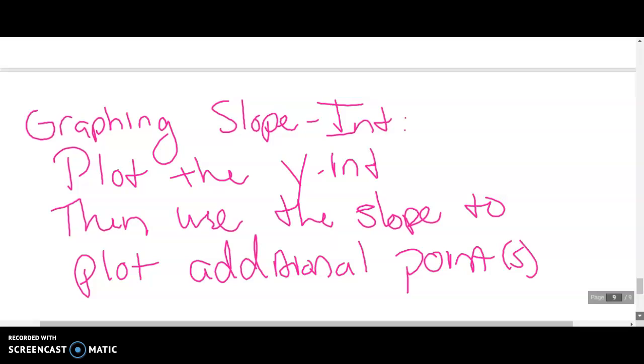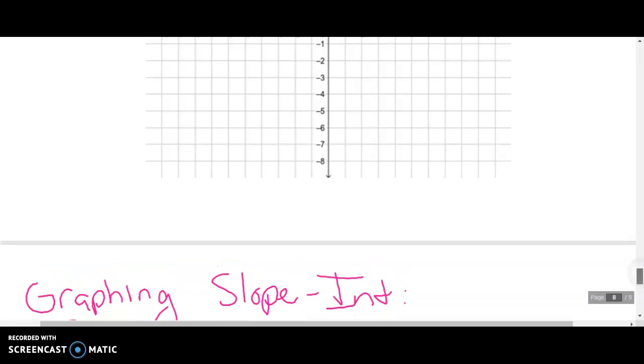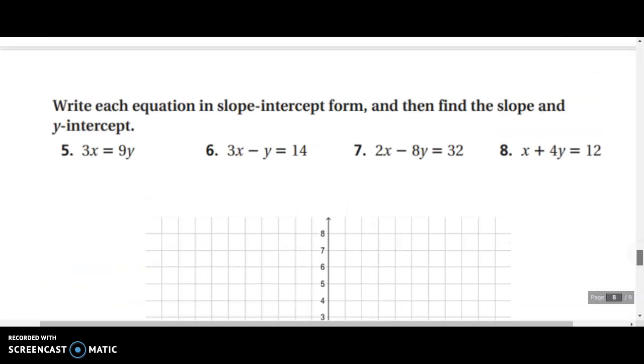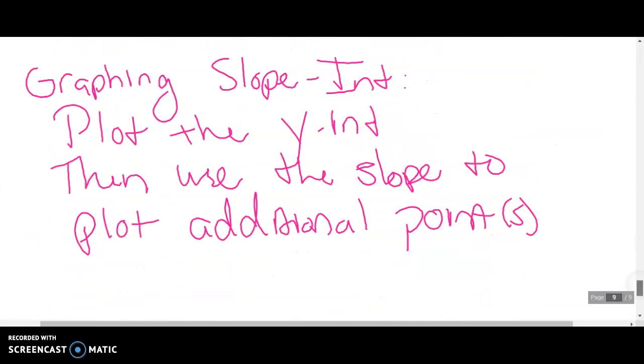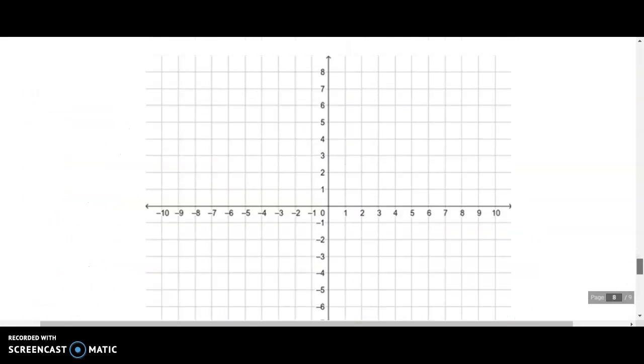You don't have to do more than one, but sometimes the slope is so close to the first point that it's hard without a ruler to draw the straight line. Okay, so we'll show that later on. You can pause now if you need to finish writing that in your notes. Graph the slope-intercept form, plot the y-intercept, then use the slope to plot additional points off of that y-intercept.